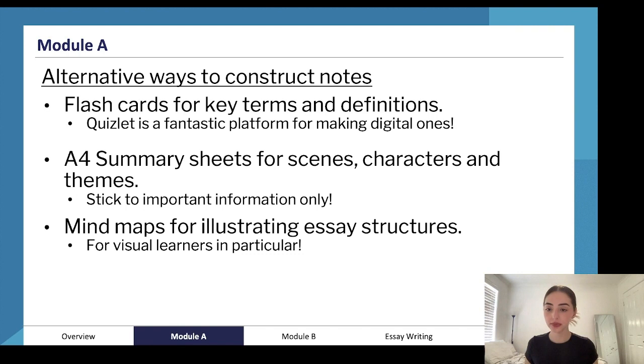Another thing you can do is mind maps for illustrating essay structures. And this would particularly be the case if you're a visual learner. All right.